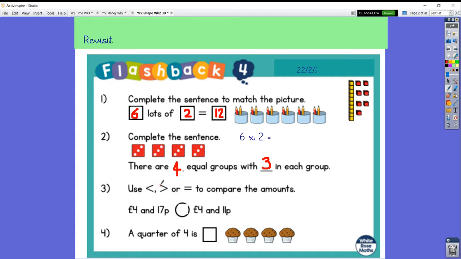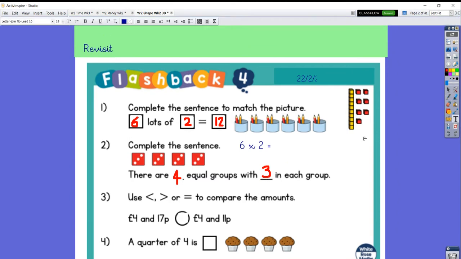So here's our less than, greater than, or equal symbols. So I have got £4 and 17 pence. Is that more than, less than, or the same as £4 and 11 pence? Well, I've got the same number of pounds, but my pence is different. So 17, I know, is more or greater than 11 pence.